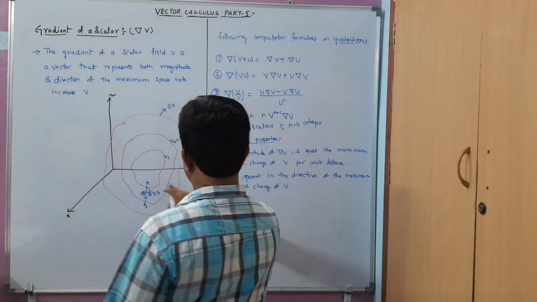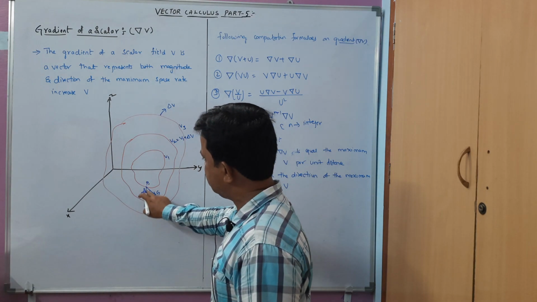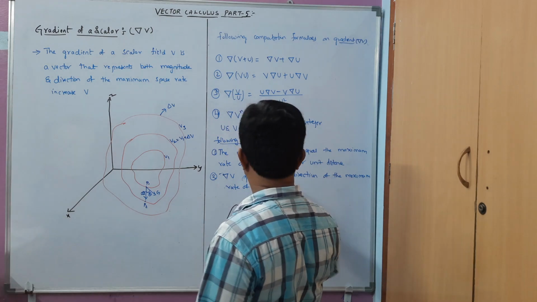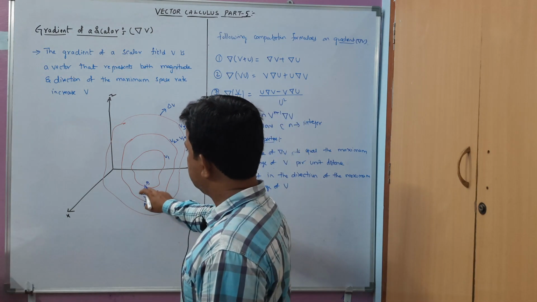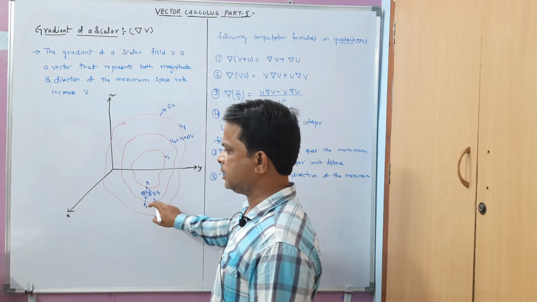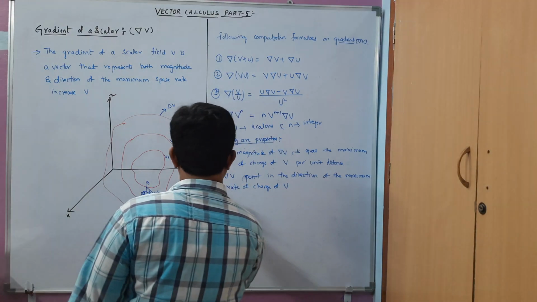So here you can see the direction. So this is the direction of the maximum rate of change of v. So it is pointing towards that direction. That is why the second point states this.